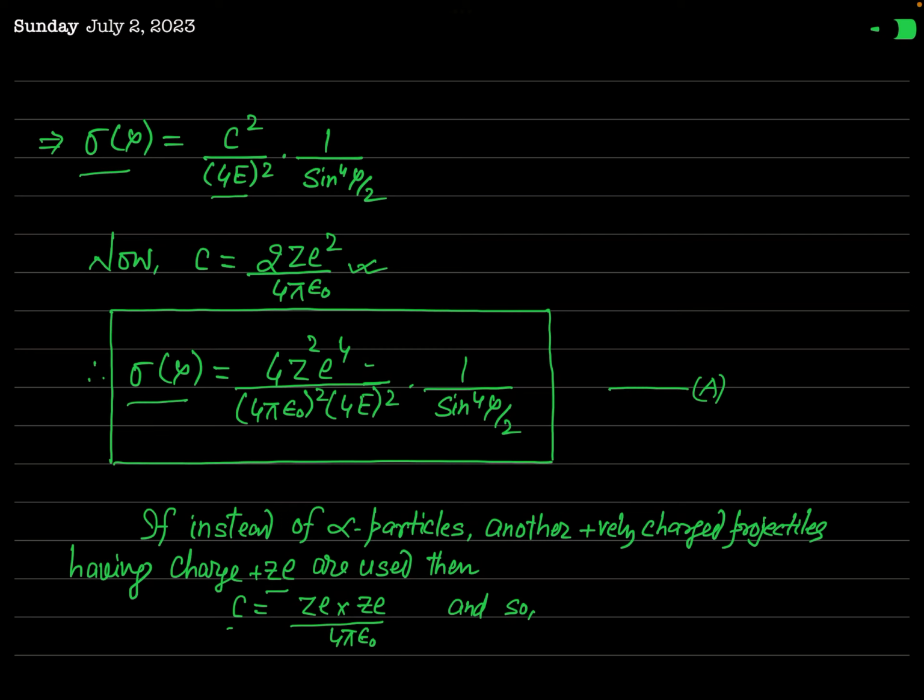then the value of the constant C will be capital Ze. This is actually the charge of the nucleus. Here this capital Z represents the total number of protons inside the nucleus, times a small ze. This small z represents a number, and a small ze is the charge of the projectile, divided by 4 pi epsilon naught. So in this case, to find the differential scattering cross section, substitute this value of C in this expression.